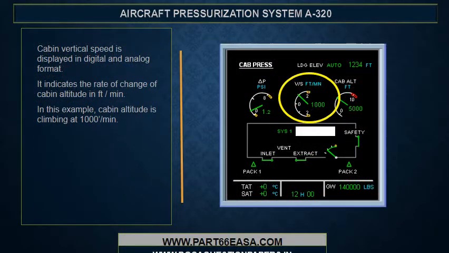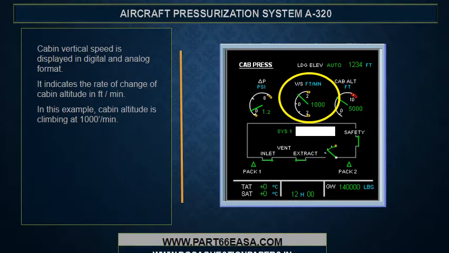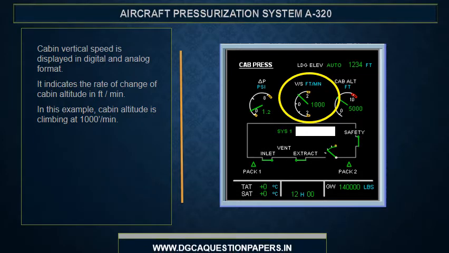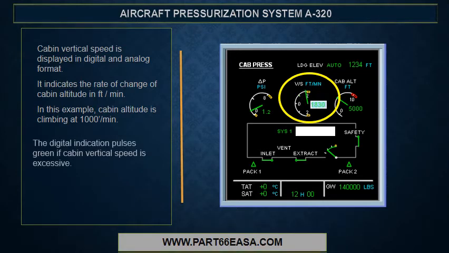Cabin vertical speed is displayed in digital and analog format. It indicates the rate of change of cabin altitude in feet per minute. In this example, cabin altitude is climbing at 1000 feet per minute. The digital indication pulses green if cabin vertical speed is excessive.